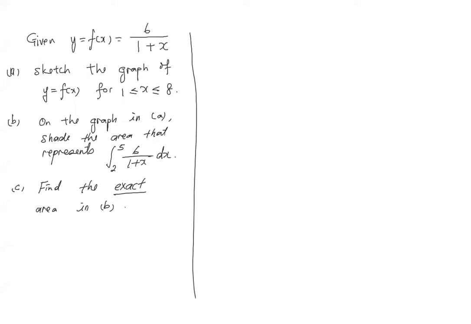Okay, so everyone should know how to do. You key in the function, you go to window, set the domain, x minimum 1, x maximum 8. You go to zoom, fit. If you want to see the x and the y axis, go back to window, set x minimum to 0, y minimum to 0. Then go back to graph. So you will get a graph like that.